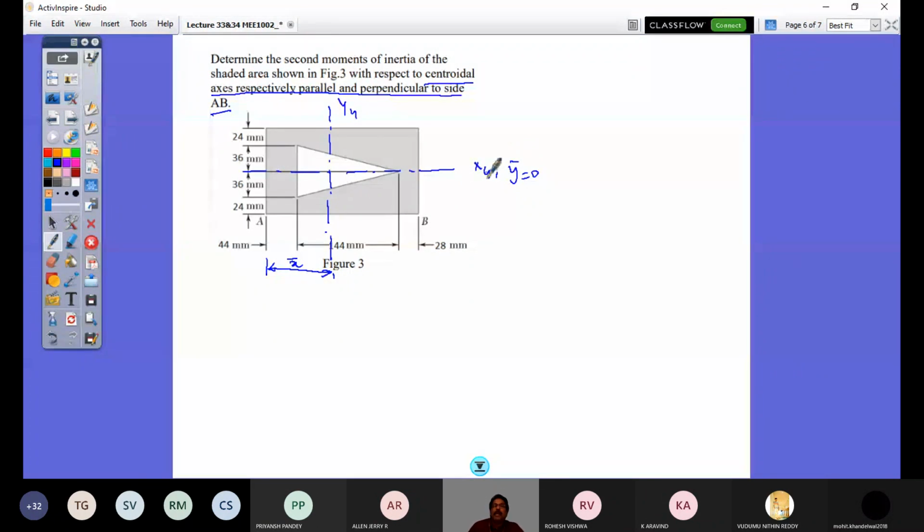So how do I get my X bar? X bar would be sigma Ai Xi by sigma Ai. Here I have one area which is a rectangular area, second area which is a triangular area. So I can use that. So here the first area, what is this total width? It is 44 plus 144 plus 28. That comes out to be 216. So 216 into this height, 36 plus 36 plus 24 plus 24. That comes out to be 120.